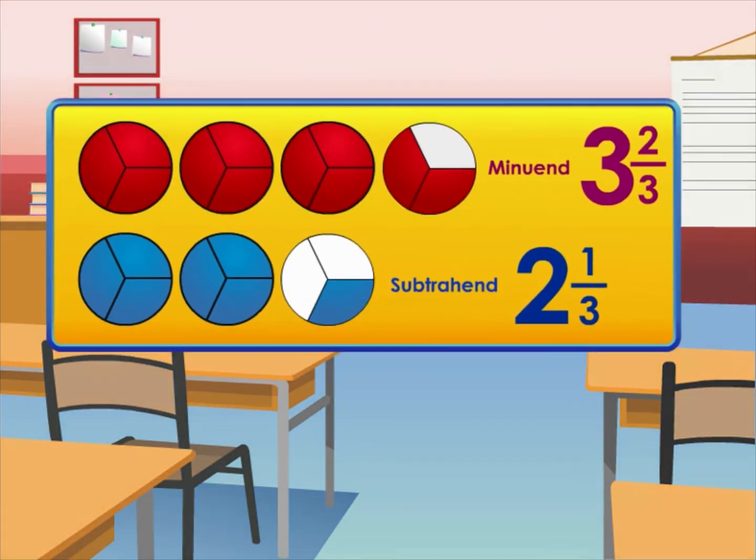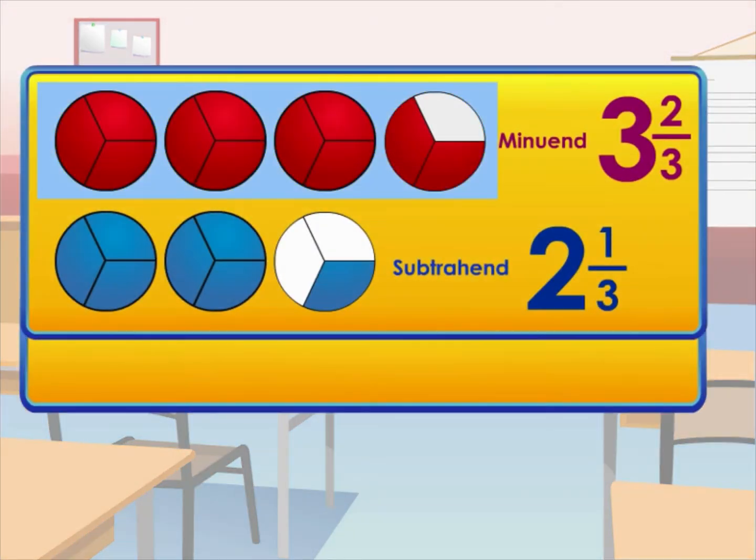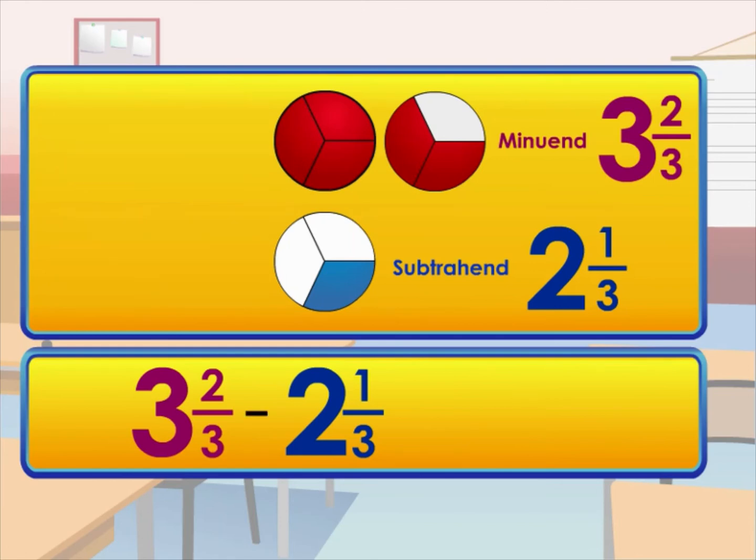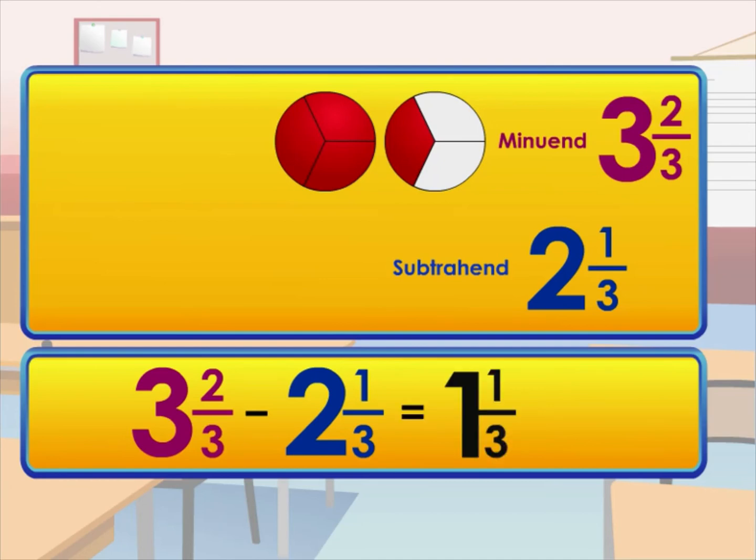Let's explore more. You can see from the picture that minuend is 3 and 2/3 or 3 and 2 over 3. The subtrahend is 2 and 1/3 or 2 and 1 over 3. To calculate the difference, remove the 2 whole circles. 1 and 2/3 is left. Remove 1/3 from the 1 and 2/3 circle that is left in the minuend. We'll leave 1 and 1/3. So the difference is 1 and 1/3 or 1 and 1 over 3.